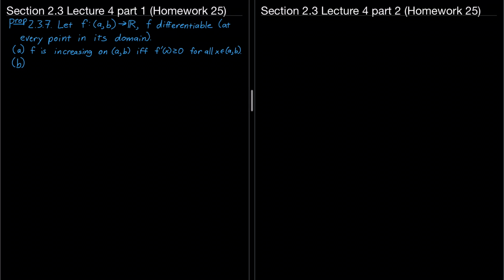Part B, by contrast, is not an if and only if statement. This is: if f prime is strictly positive for all x in our domain, then f is strictly increasing. That is parts A and B.